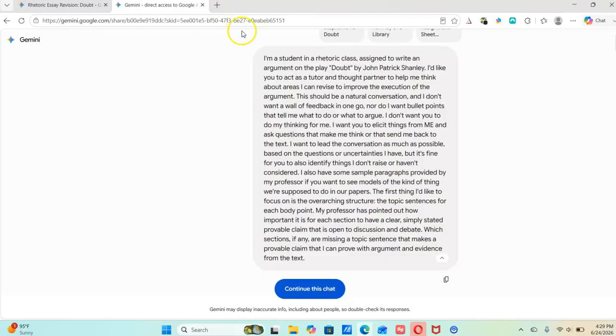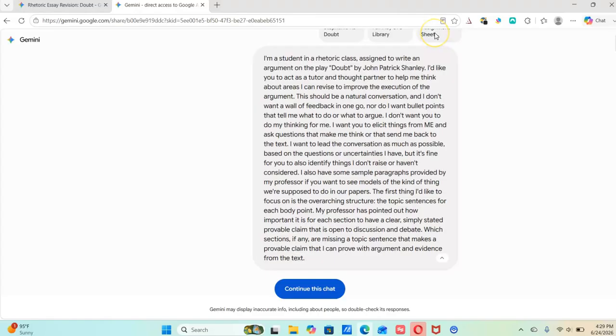But okay, so one of the first things that you want to do when you're in a chat thread getting feedback on a draft is you obviously want to upload the draft, which I have here. If you have a text that it's based on, you want to upload that so that it can draw from that when it needs to reference something, to be able to have a conversation with you about that.